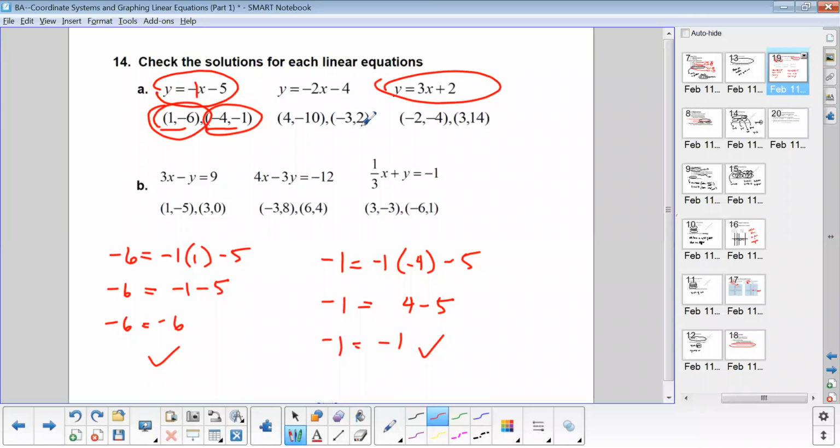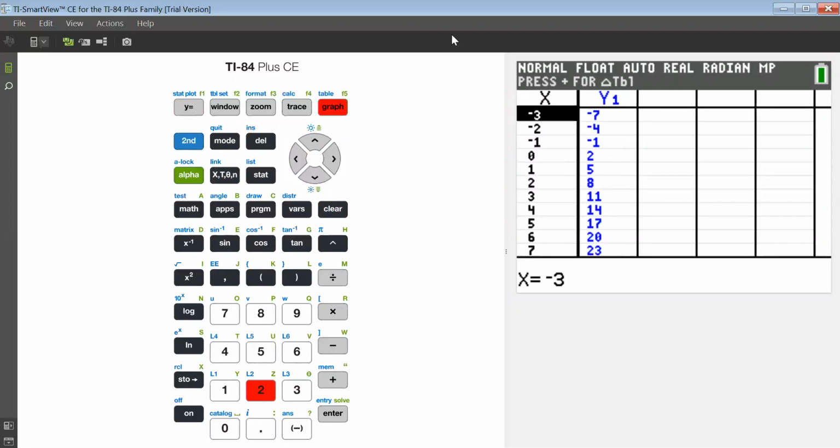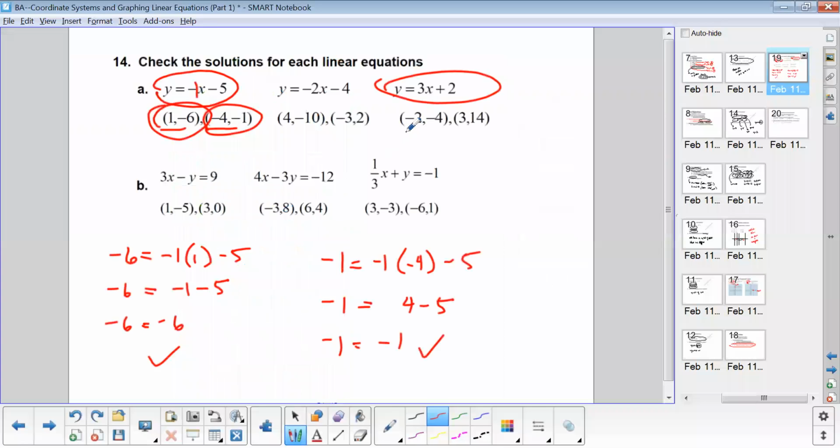So let's try this one. Y equals 3x plus 2. I go to my table, and I'm looking for (-2, -4) and I'm looking for (3, 14). Those are the two ordered pairs. Well, we can use our calculator to check that.